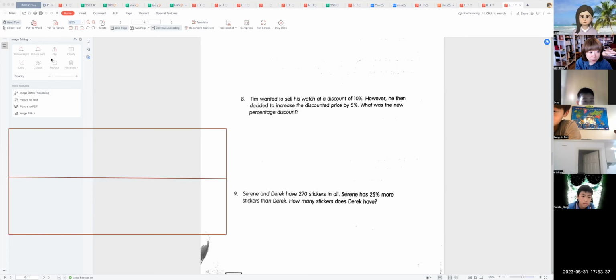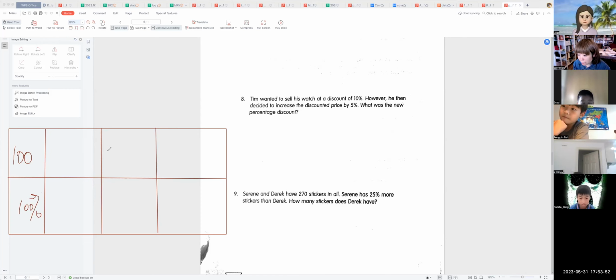So do we know the original price? We don't know that, right? But if we don't know the original price, everybody, I strongly suggest you think the original price is $100. Can we do that? Because we don't know how much it is, we just assume it's $100. So he wanted to sell his watch at a discount of 10%. So how much is going to be discounted? $10.